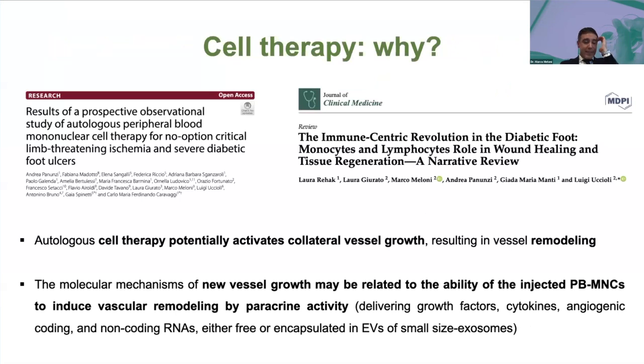And why cell therapy could be so useful for patients with no-option critical limb ischemia and small artery disease? Because cell therapy has documented, both in the laboratory, from a biological point of view, but also in the clinical scenario, the ability to create new collateral vessels, remodeling the vascular network by paracrine activity that is performed directly at the site of injection.